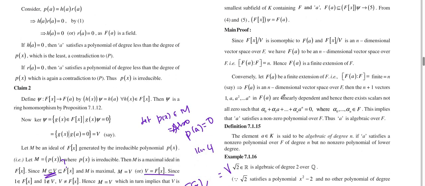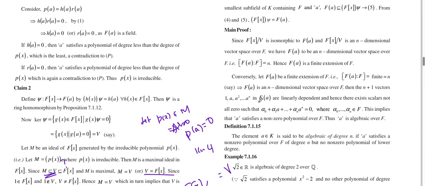Now for the converse part, we shall take F(A) to be a finite extension of F. Then the degree of F(A) over F is finite, and let it be equal to, say, n. Now this in turn implies that F(A) is an n-dimensional vector space over F. Then the n plus 1 vectors, namely 1, A, A squared and so on, A power n, these are more than n elements, n plus 1 elements rather, in F(A).